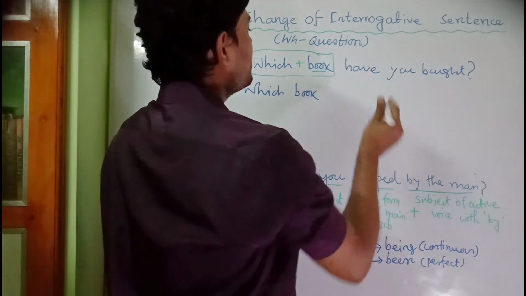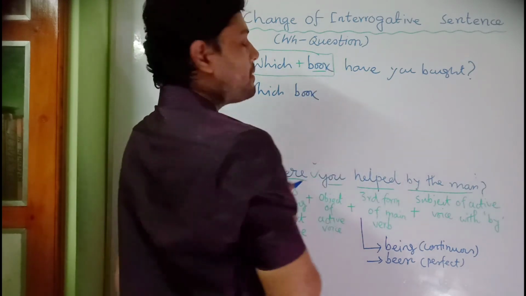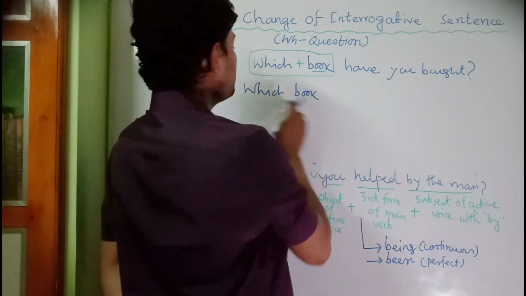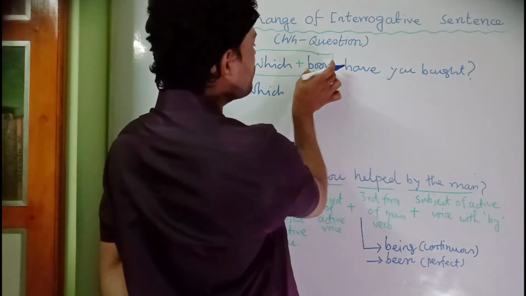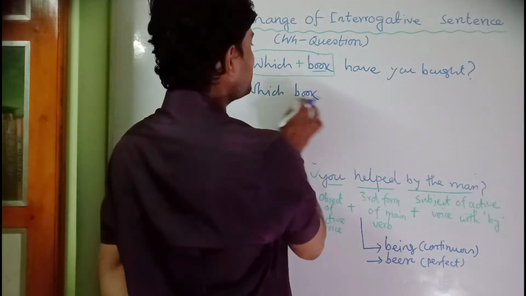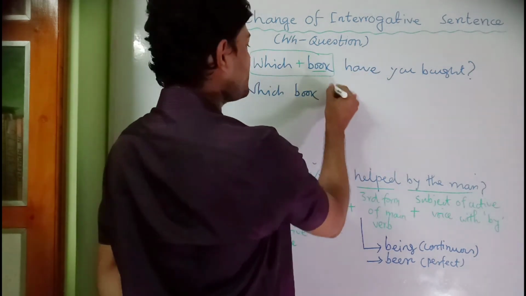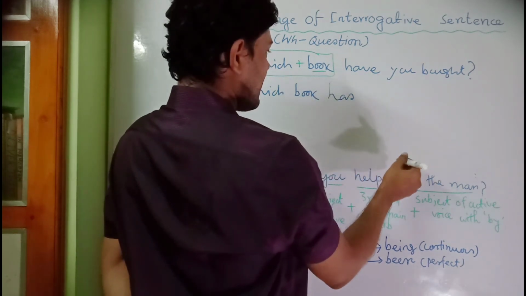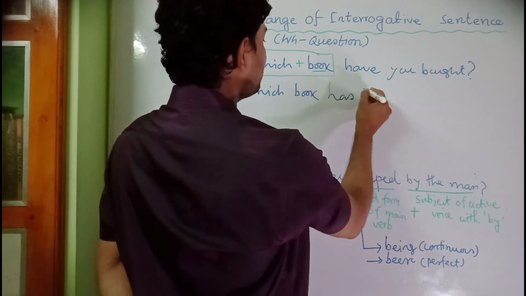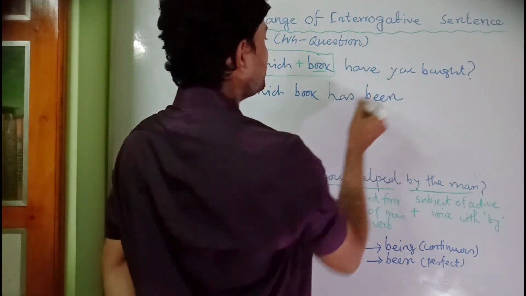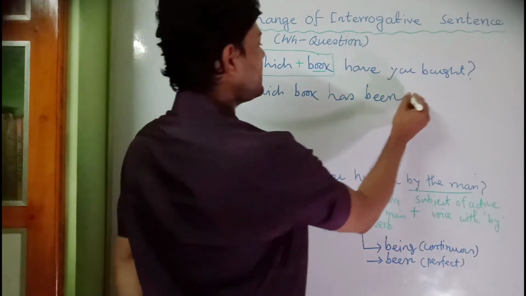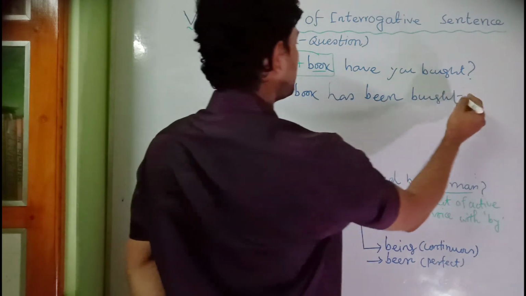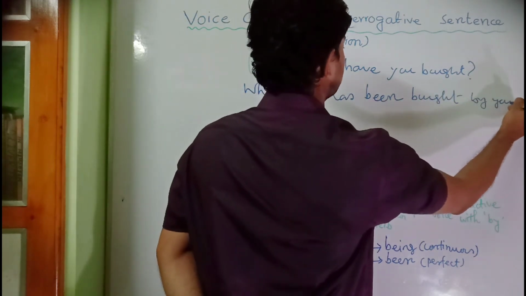We have to put the be verb according to the tense and in the singular form. Okay, so which book, as the book is here also singular, we have to put the singular verb. Which book, it is present perfect tense, so it will become has. Which book has, and then for the passive voice we will have to write been. Which book has been, then the third form of the main verb, bought, then by, then the subject, question mark.